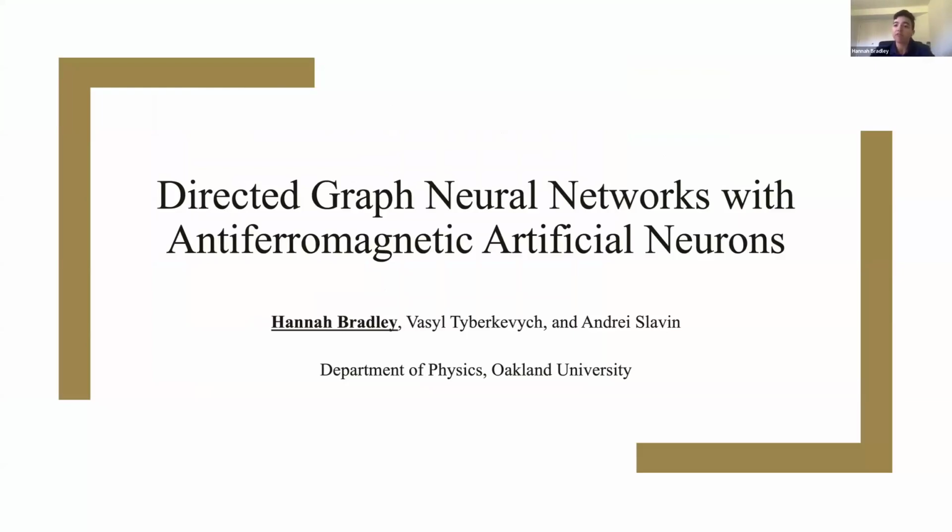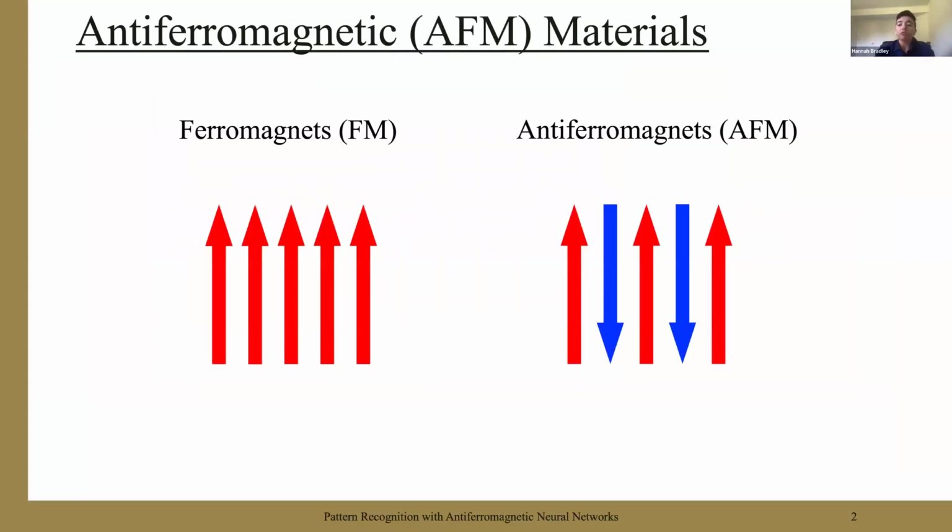I'm a recent graduate from Oakland University, and today I'm going to be talking about directed graph neural networks with antiferromagnetic artificial neurons. So first, why are we using antiferromagnets? Well, ferromagnetic materials have a parallel spin pattern, where all their electron spins point in the same direction. But antiferromagnets have an alternating spin pattern, which allows them to work at much higher frequencies.